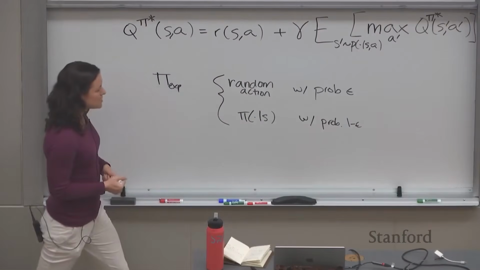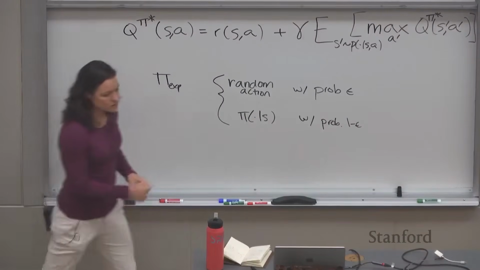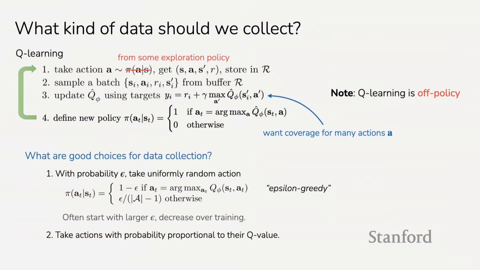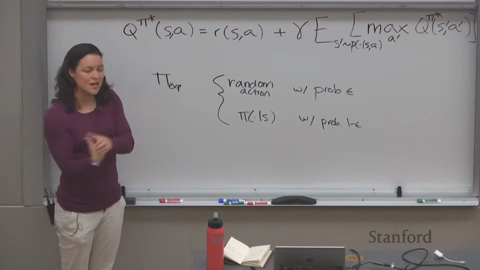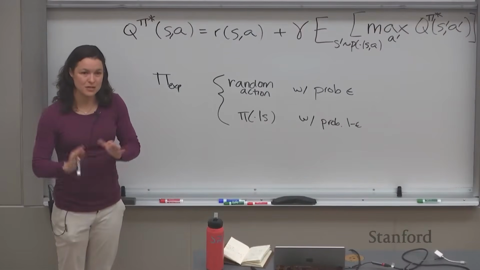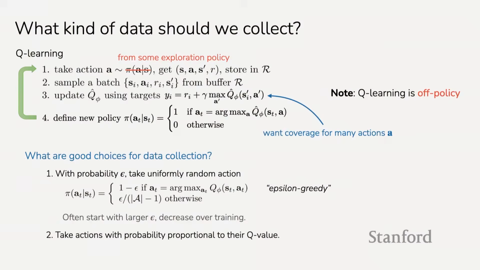Okay, and then another choice that's also somewhat reasonable, although a little bit more complicated, is to take actions with probability that is proportional to the Q-value. And so if you have actions that have a higher Q-value, then take those actions more frequently, and if you have actions with lower Q-value, then take those actions less frequently. One way to write this is you could exponentiate your Q-values so that they're all positive, and then normalize in order to get a probability distribution over actions. Sometimes this is called Boltzmann exploration, named after the Boltzmann distribution, where you exponentiate and normalize.